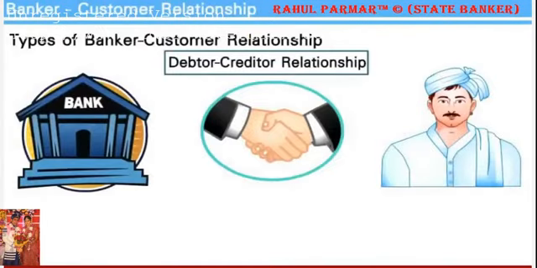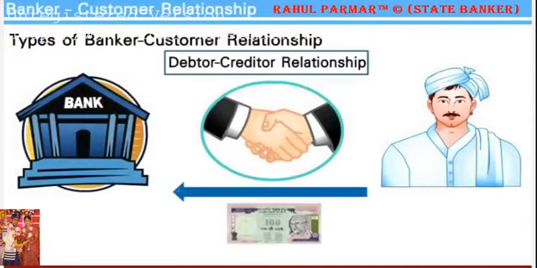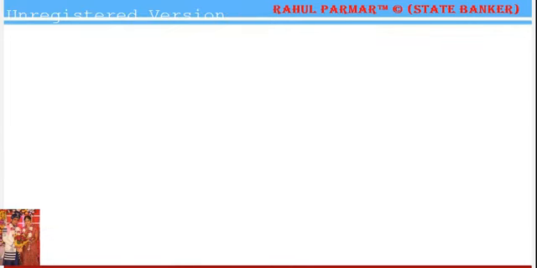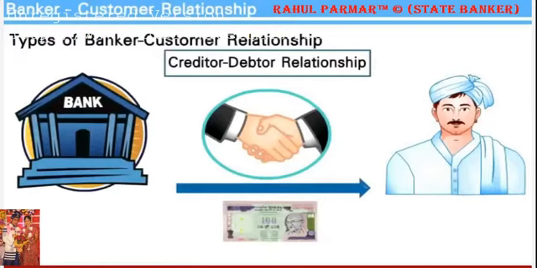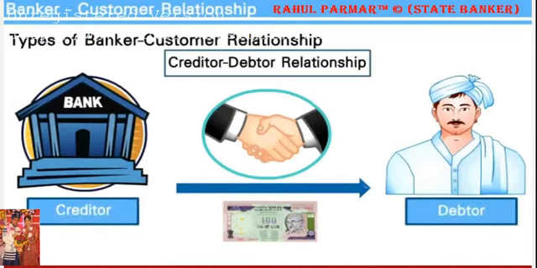Debtor-Creditor Relationship. This relationship is formed when a customer deposits money by opening an account with the bank. So in this case, bank becomes borrower or debtor and customer becomes lender or creditor. Creditor-Debtor Relationship. This relationship is formed when the bank lends money to a customer. So in this case, bank becomes lender or creditor and customer becomes borrower or debtor.